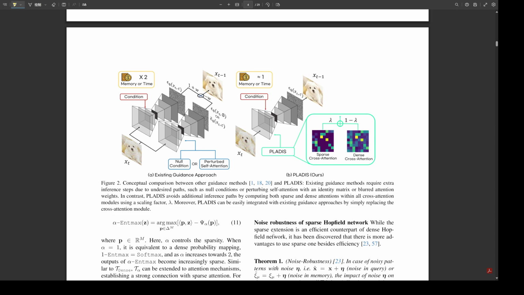So the main takeaway is PLADIS is a smart and efficient way to boost AI image generation. It's about being more precise with attention. Exactly. Did that hit the key points for you?